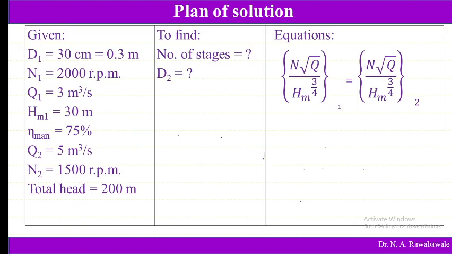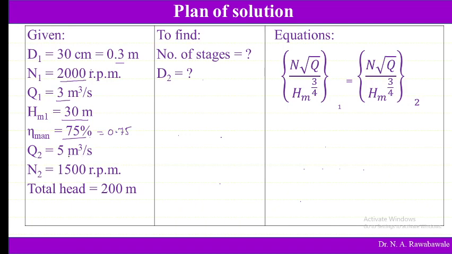So we will take out this data. Diameter D1 for a single stage is 30 centimeter, meaning 0.3 meter, running at 2000 rpm and delivering 3 meter cube per second. Whereas manometric head is 30 meters and manometric efficiency is 75%, that is 0.75.